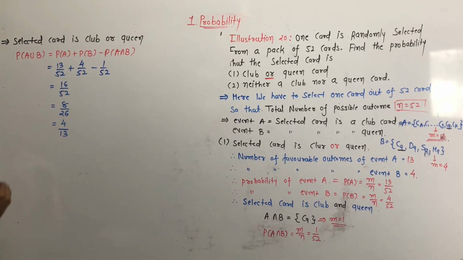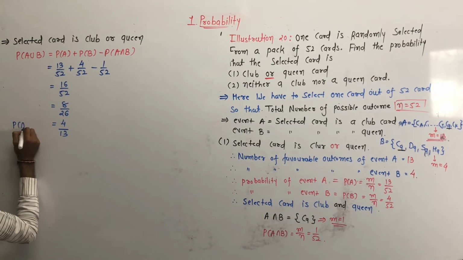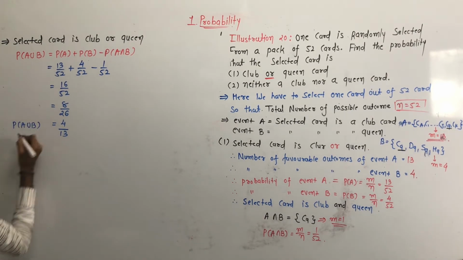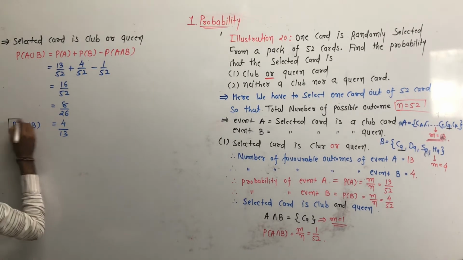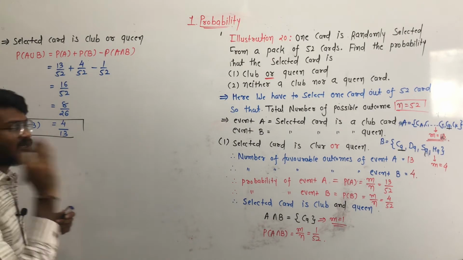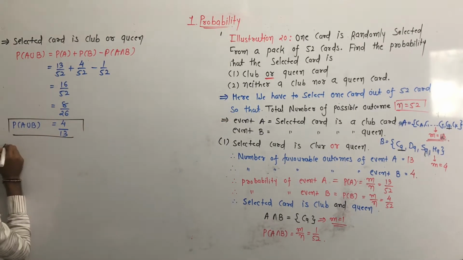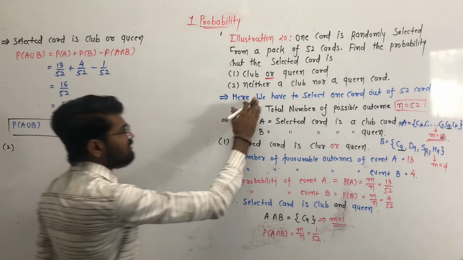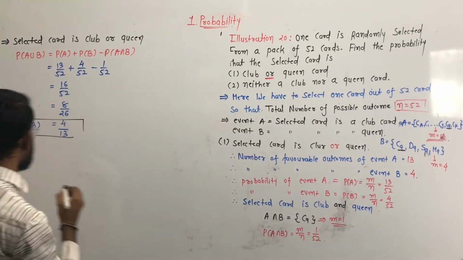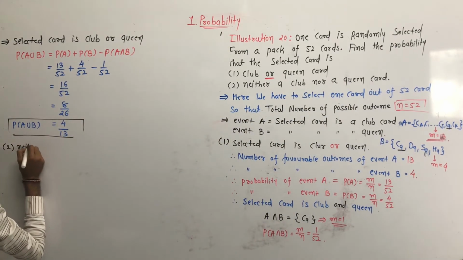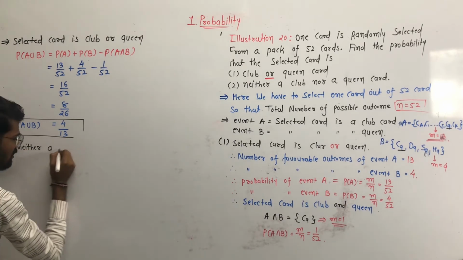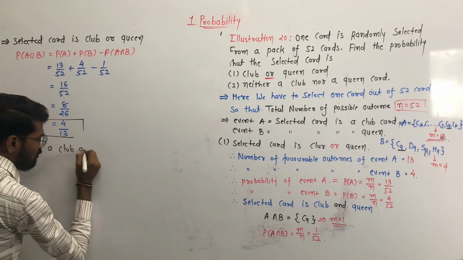Clear? Okay, so this is the probability of the union of events A and B, that is, the probability that the selected card is a club or a queen. Now the second event is that the card is neither a club nor a queen card.